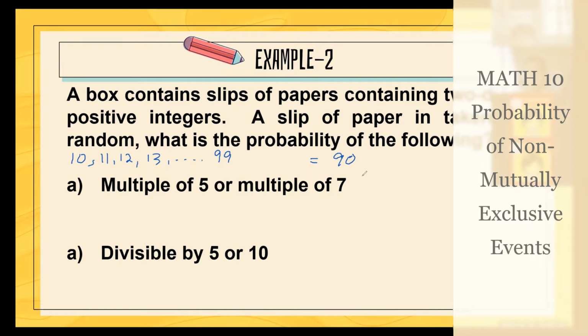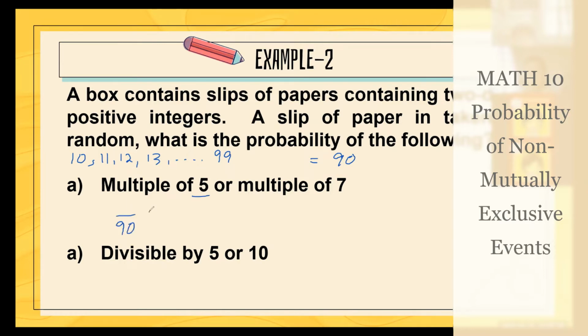Kasi 1 to 100, i-minus natin yung 1 to 9, which are not considered because 1 to 9, 1 digit lang yon. And then i-minus din natin yung 100 because in 100, there are 3 digits. So we have to consider only 10 to 99. 90 yon, di ba? Okay, 90. So that's our denominator. Now, multiple of 5.